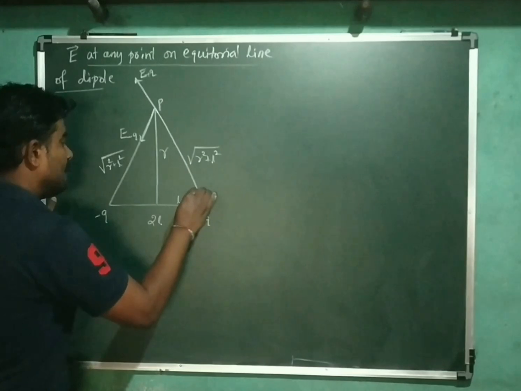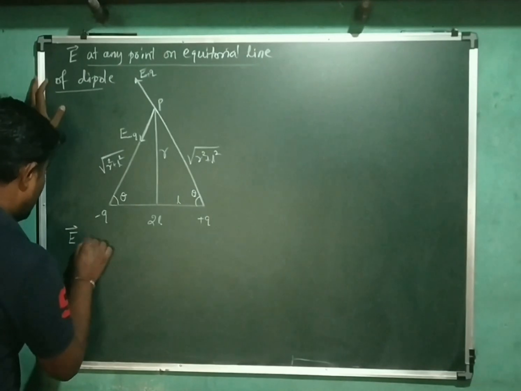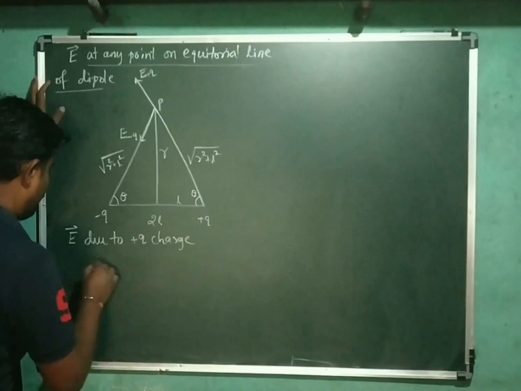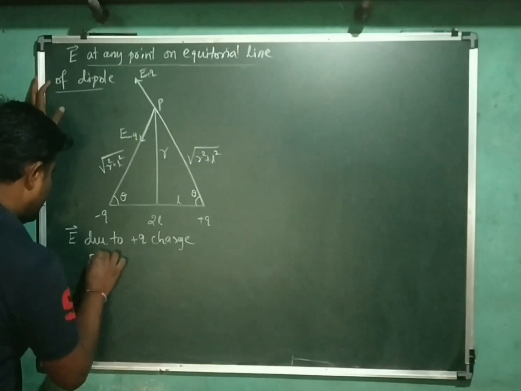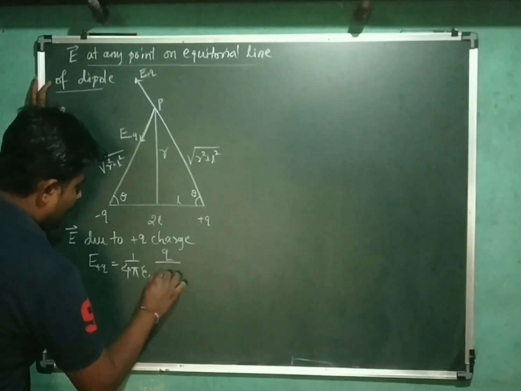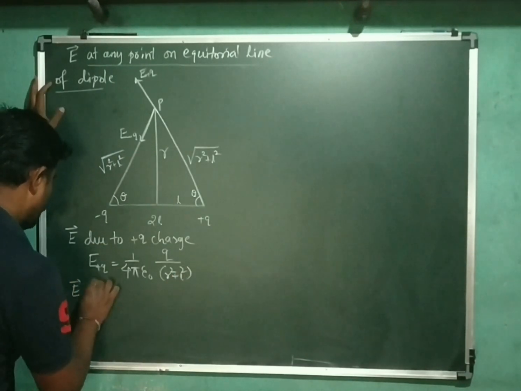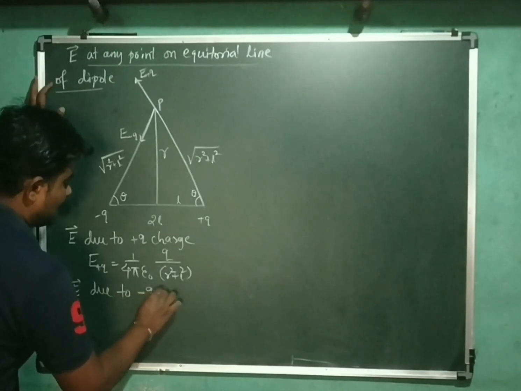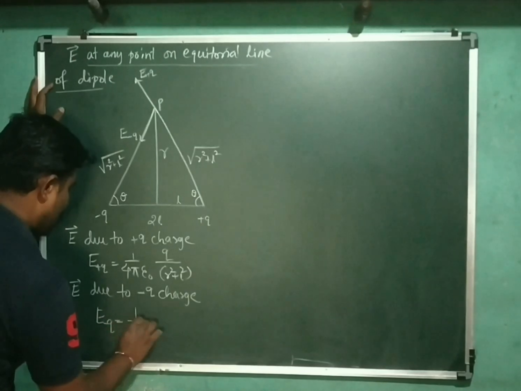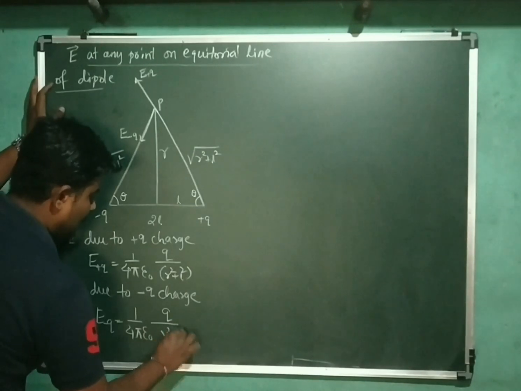As this angle is theta, this angle is also theta. Now the magnitude of the electric field due to plus Q charge, intensity of electric field, that is E due to plus Q, is equal to 1 divided by 4 pi epsilon naught Q divided by R square plus L square, and electric field due to minus Q charge, that is E due to minus Q, is equal to 1 divided by 4 pi epsilon naught Q divided by R square plus L square.